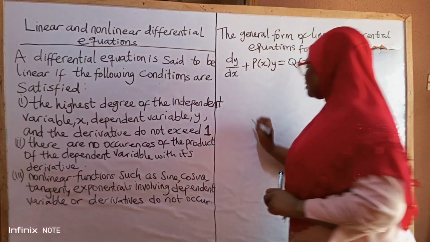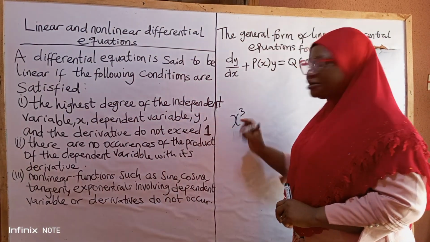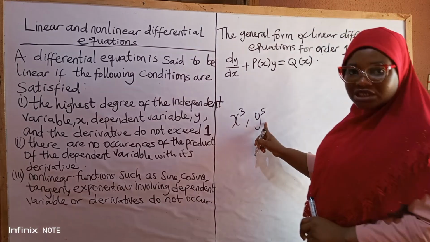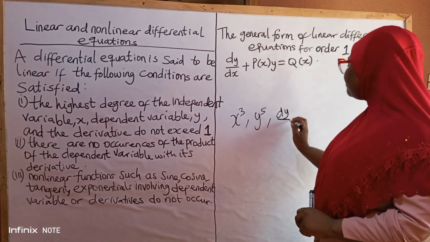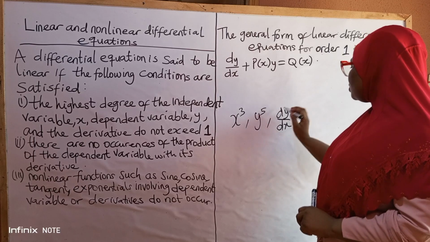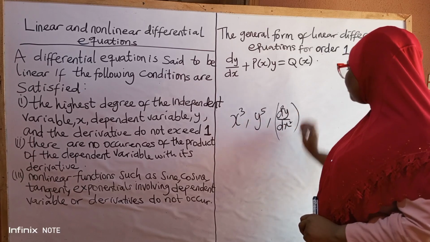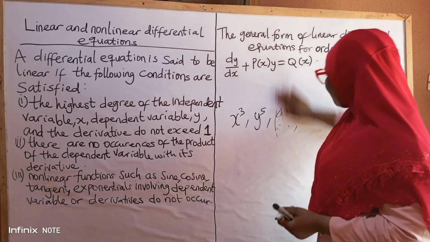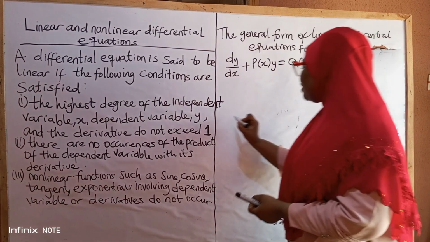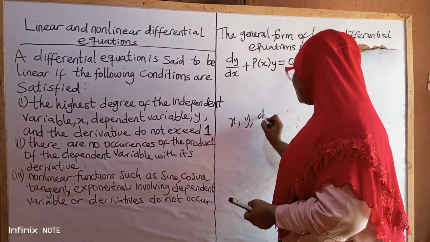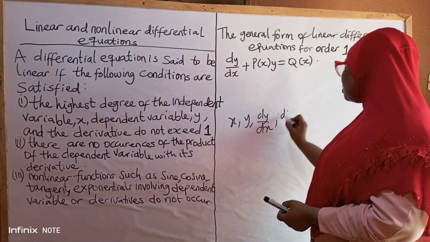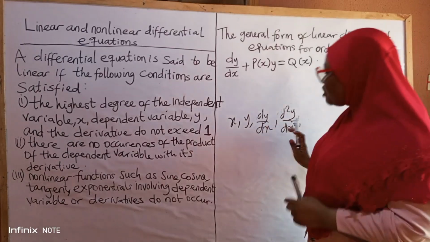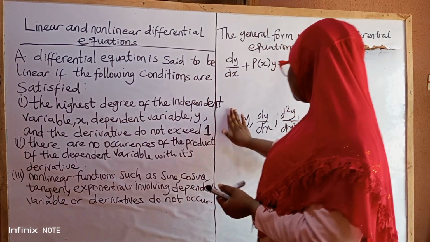This is what I mean by that. We cannot have x raised to power 3, which is independent. You cannot have y raised to power 5, dependent. And you cannot have your derivative, any order. You can, let's say order 2, you cannot have like 5 or 4 or anyone. For it to be linear, it can only have x, y, dy/dx, d squared y/dx squared, and so on. But the degree cannot be more than 1 for it to be linear.